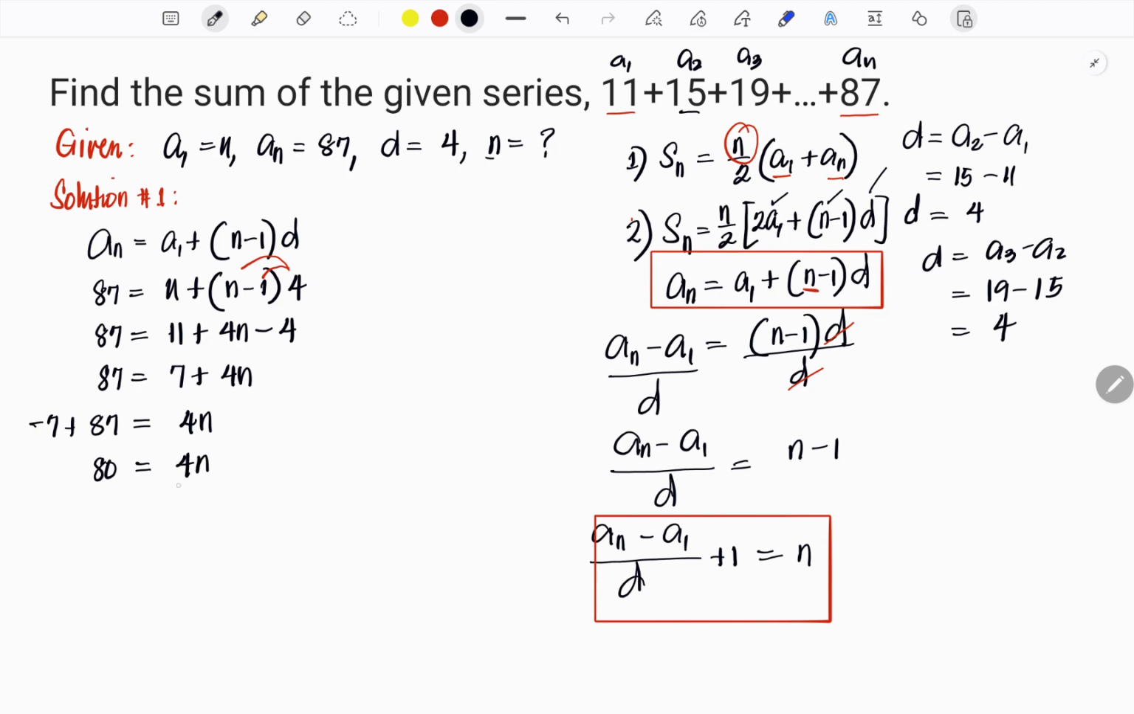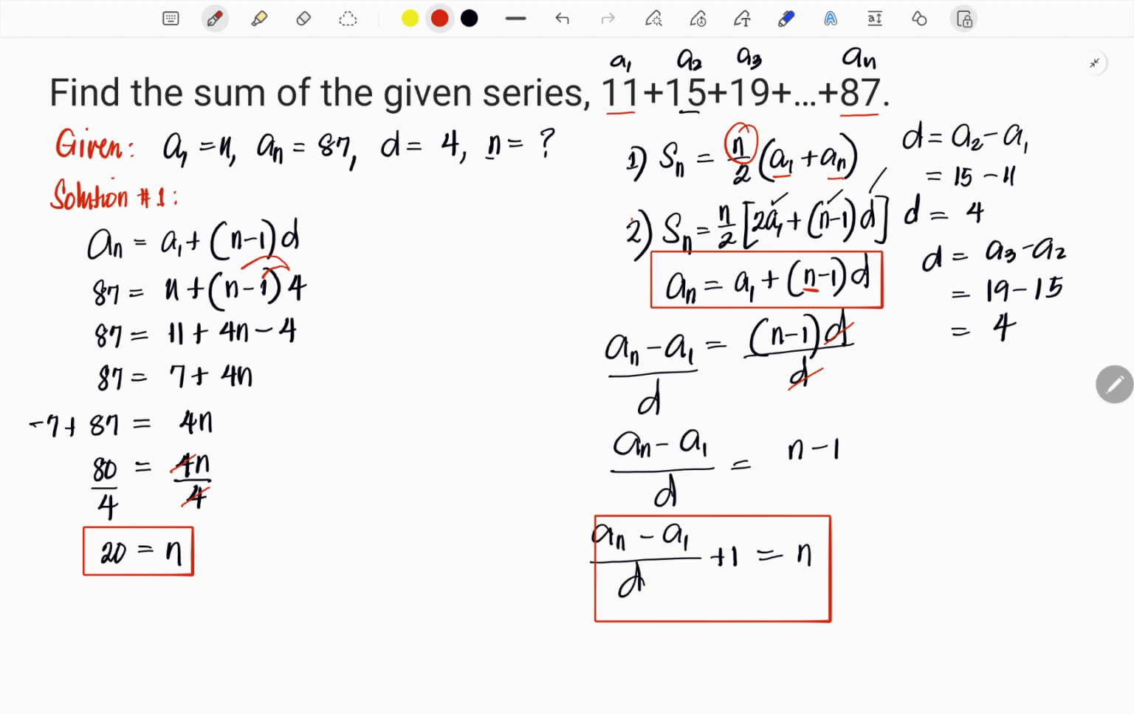And to solve for n, we need to divide both sides by 4. So cancel out 4. And 80 divided by 4 is equal to 20. Therefore, the value of our n is equal to 20. That means from 11 to 87, there are 20 terms, or there are 20 terms in the sequence. Okay, so we have now the value for n.